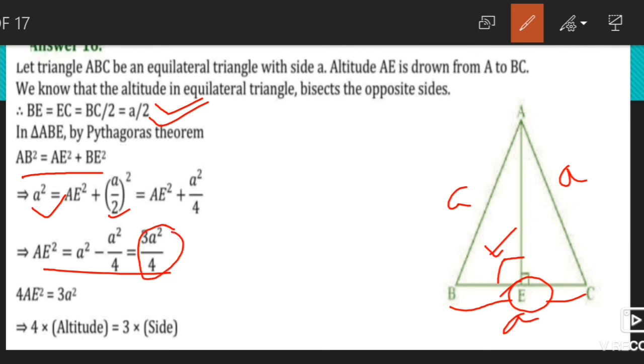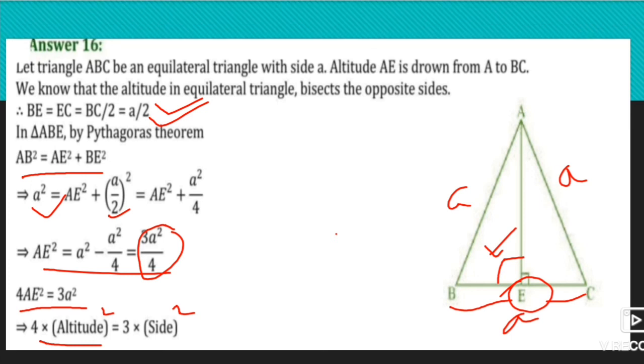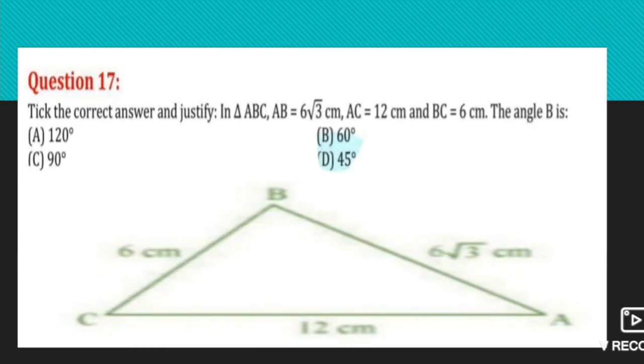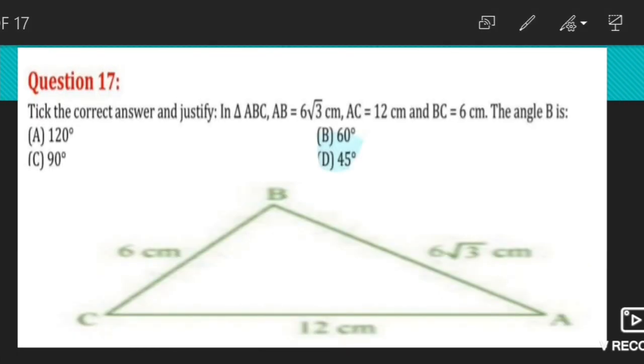Now do the cross multiplication. 4AE square is equal to 3A square. Now A was the length of the side, and AE is the altitude, so you can write 4 into altitude square is equal to 3 into side square. In this way you have to solve question number 16. Now question number 17.